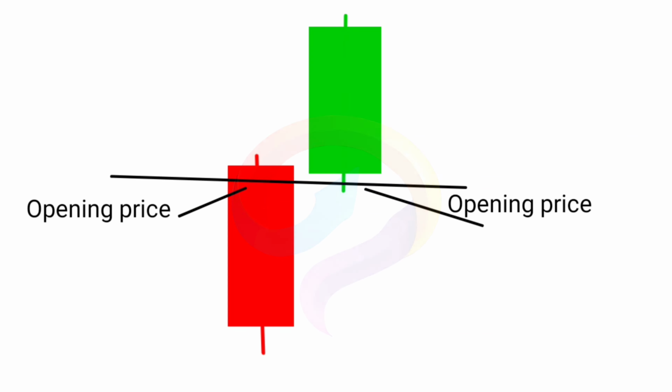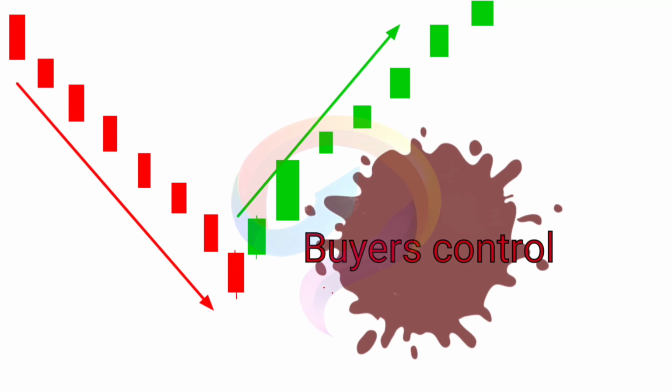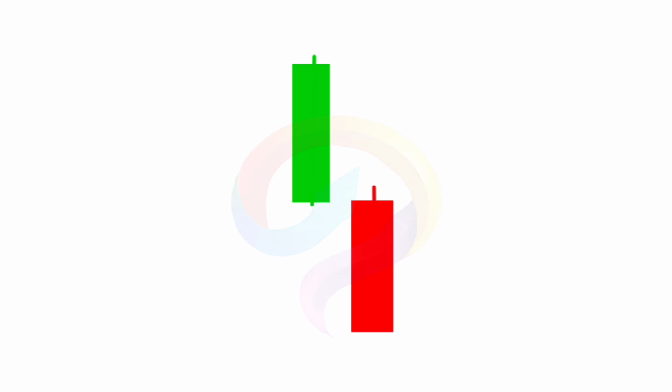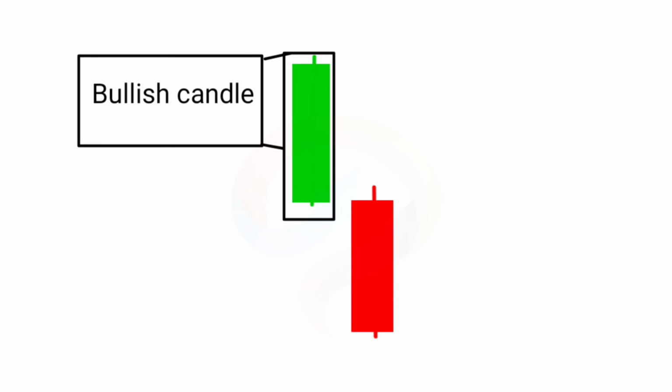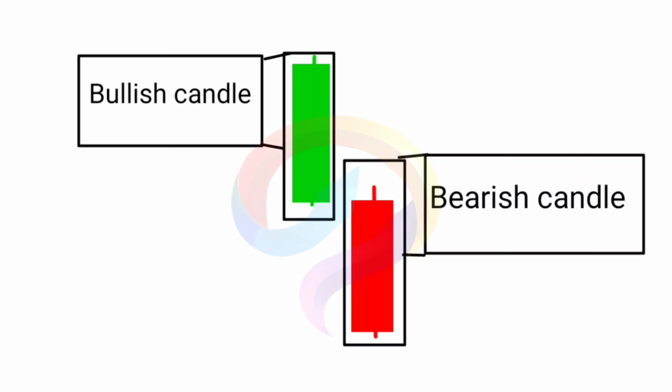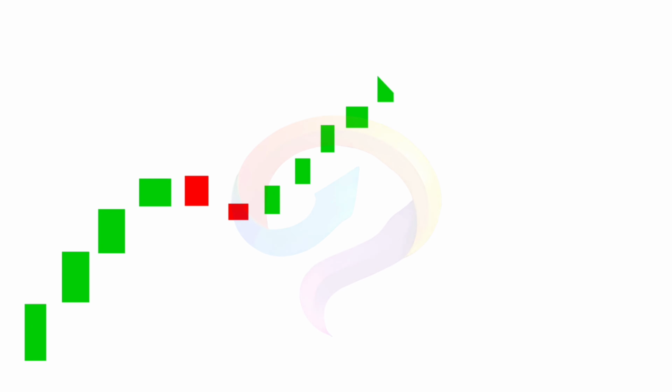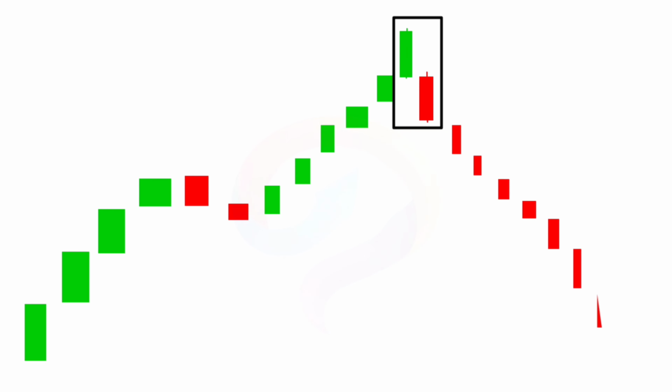This pattern indicates a strong shift in market sentiment from bearish to bullish and suggests that buyers have taken control of the market. In a bearish separating lines pattern, the first candle is bullish and the second candle is bearish, with both candles having the same opening price. This pattern indicates a strong shift in market sentiment from bullish to bearish and suggests that sellers have taken control of the market.